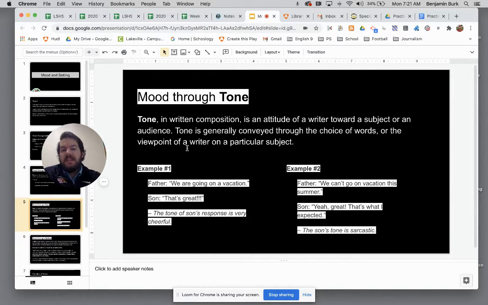The tone of voice is the author's attitude. Think about the difference: mood is something that you as the reader are feeling. Tone is something the author is saying, the way the author is saying it. So if somebody asks you a question and you respond in a sarcastic tone, you're using the nonverbal part of your language to indicate something to them, right?